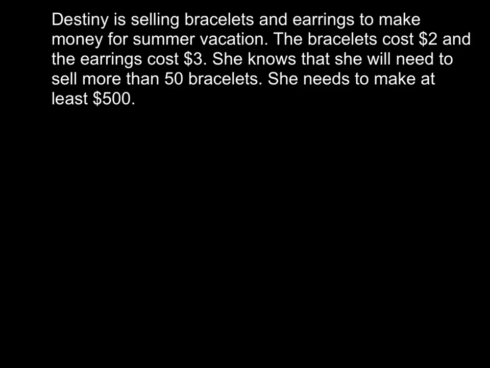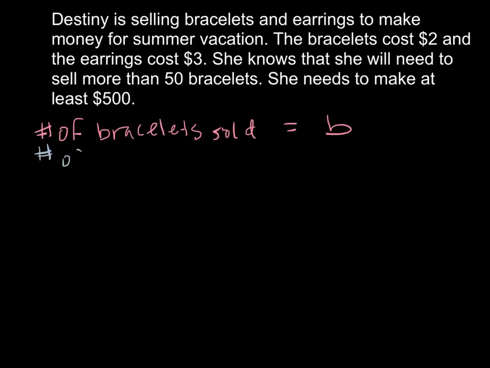So we know how much the bracelets and earrings cost, but we don't know how many she needs to sell in order to make at least $500, correct? So our variables are going to be the number of bracelets sold, and let's give that the variable B, and then the other variable is going to be the number of earrings sold. And we can give that the variable E.